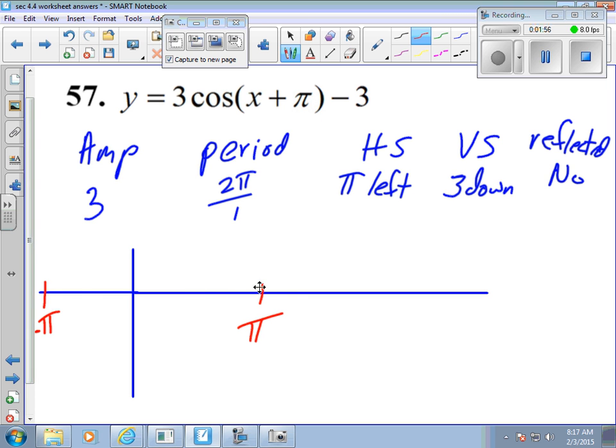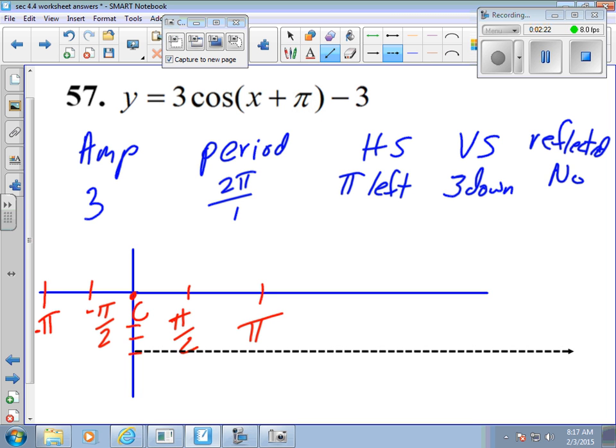So let's find some halfway points. Halfway in between here is negative pi over 2. Halfway in here is positive pi over 2. This middle is 0, so we have our 5 points. We know since we have a vertical shift down of 3 that we're going to have a dotted line in here at our negative 3. Our amplitude is then 3 from there.